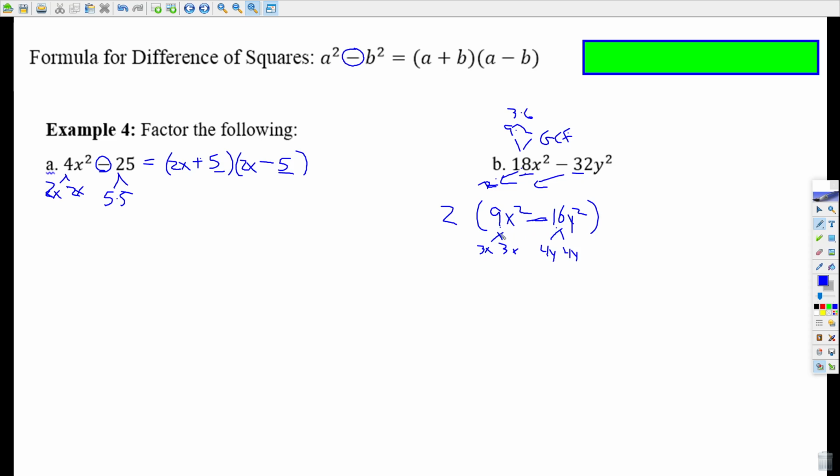Now we can change this from one set of parentheses to two. We're going to bring the 2 down, make 2 sets of parentheses, and just fill in our blanks. We have 3x, 3x, 4y, 4y. Got to have opposite signs, plus minus. And that's it. Final answer here.